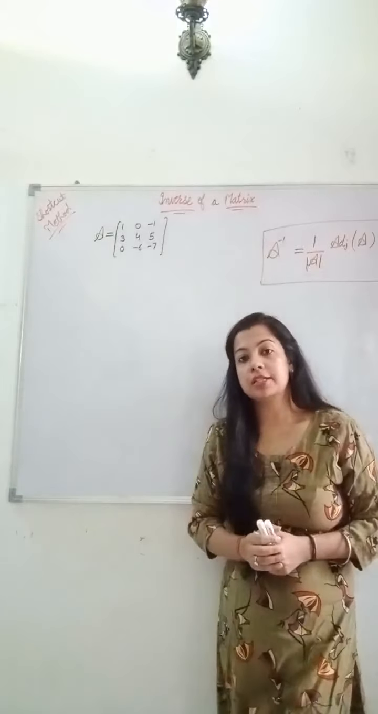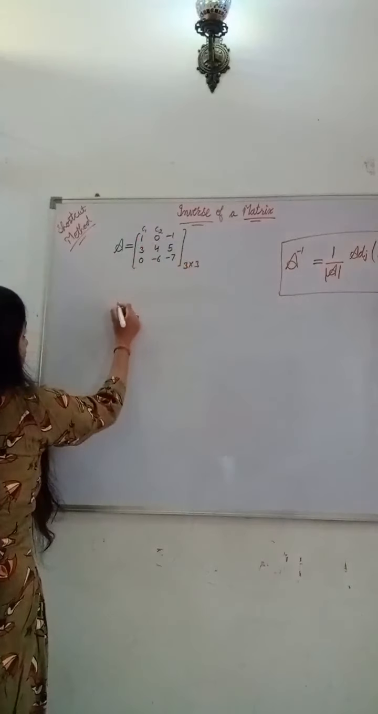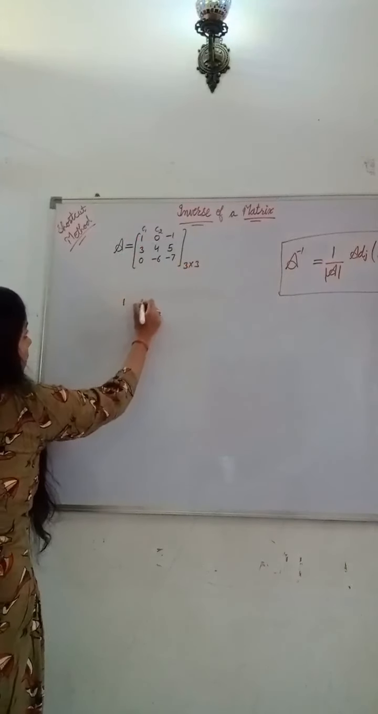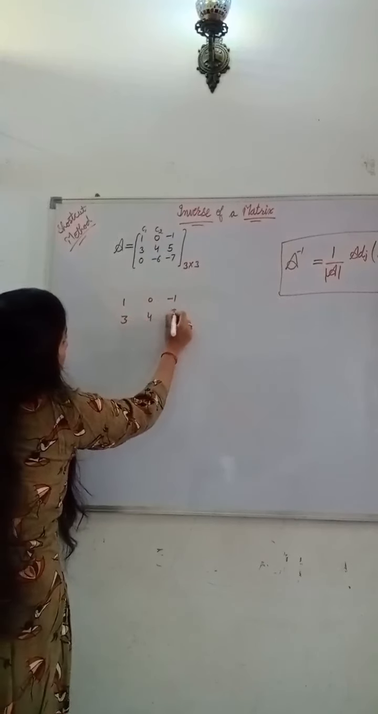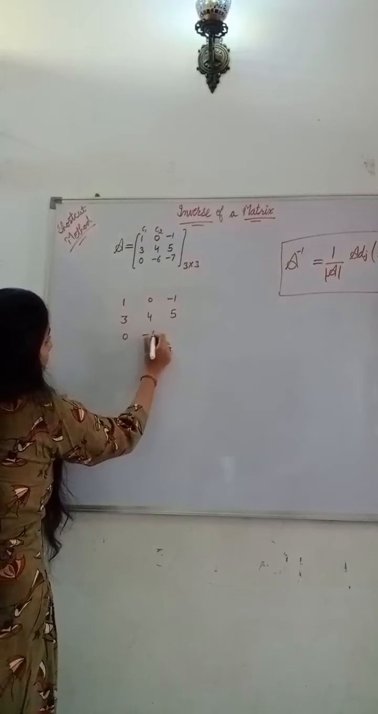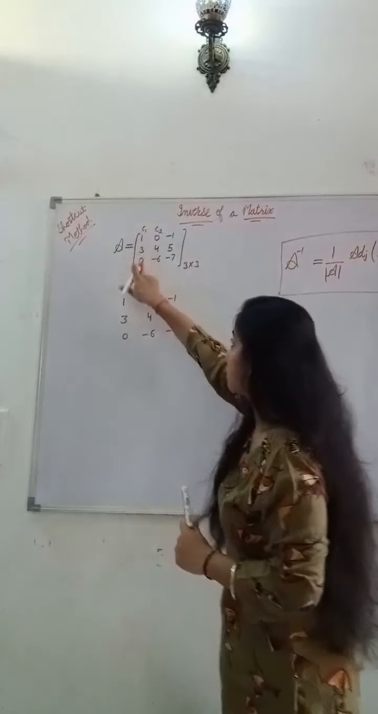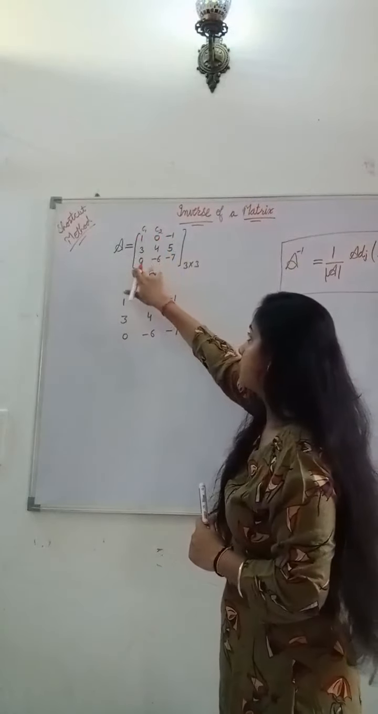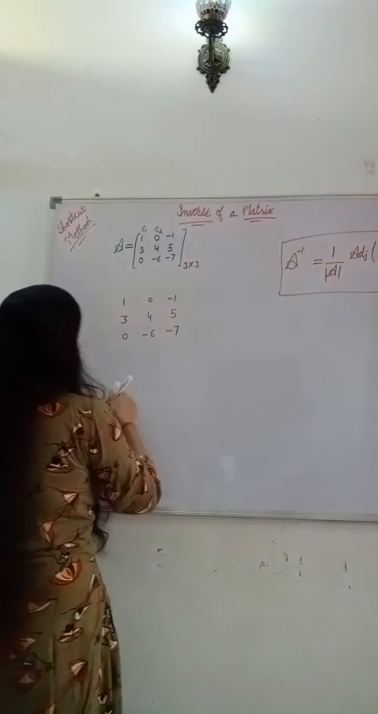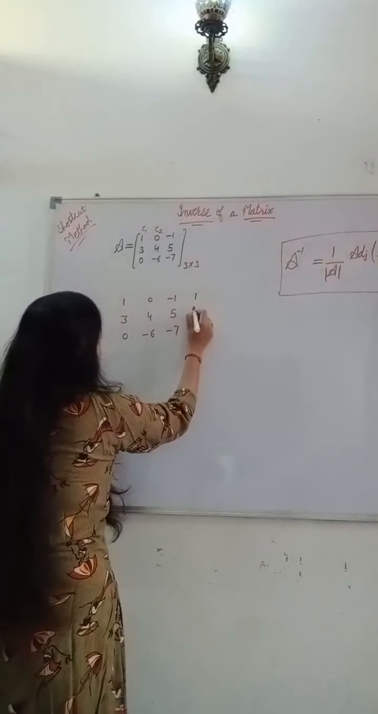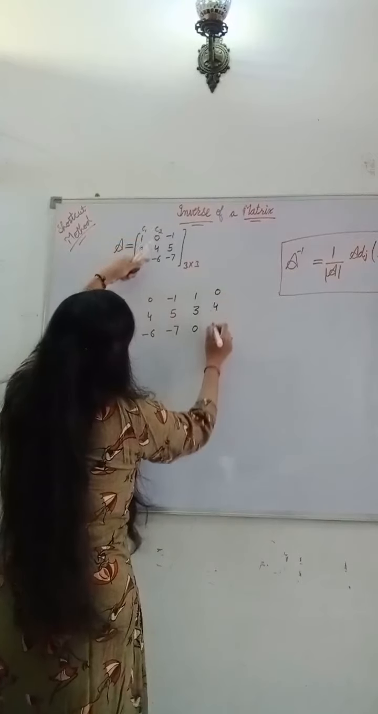So let us start. Put all these 9 elements as it is here. That is 1, 0, minus 1, 3, 4, 5, 0, minus 6, minus 7. Now here you can see that is the first column. Now that is the second column. Just repeat these two columns here: 1, 3, 0, 0, 4, minus 6.